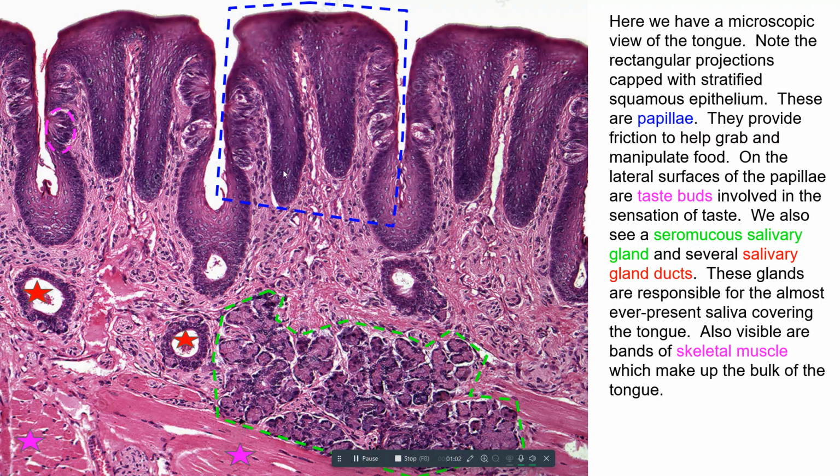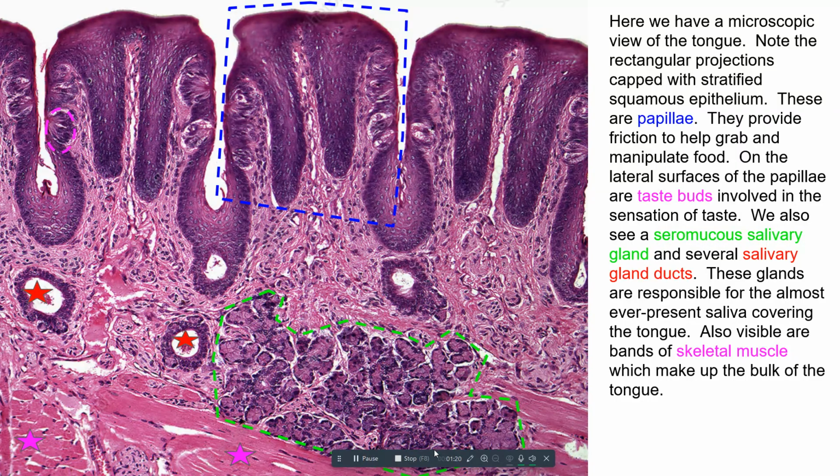And then on the sides of the papillae, we're going to see taste buds. Like this is a taste bud right here. I got a taste bud circled over here. Another taste bud here, here, and here. So taste buds, of course, are going to be involved in the sensation of taste.